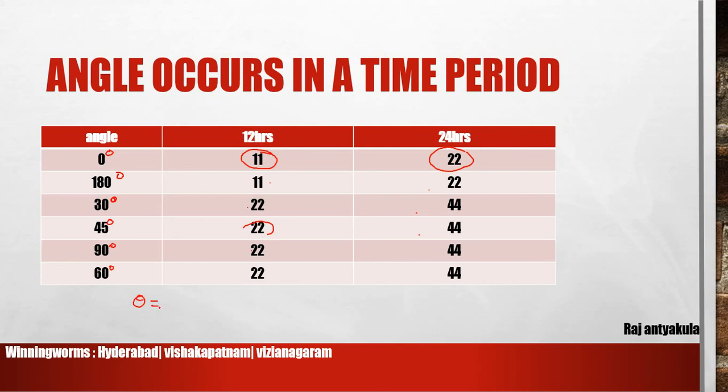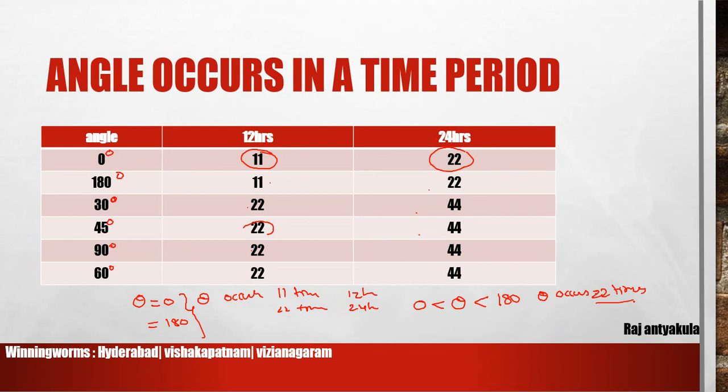If theta equals 0, theta occurs 11 times in 12 hours, 22 times in 24 hours. Similarly, 180 also, the same case. If theta lies in between 0 and 180, very important, then theta occurs 22 times in 12 hours and 44 times in 24 hours. Okay, we have to remember this.